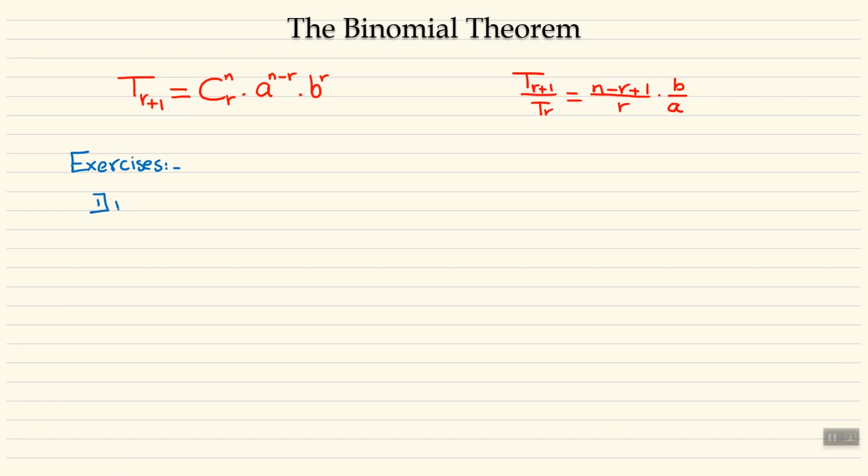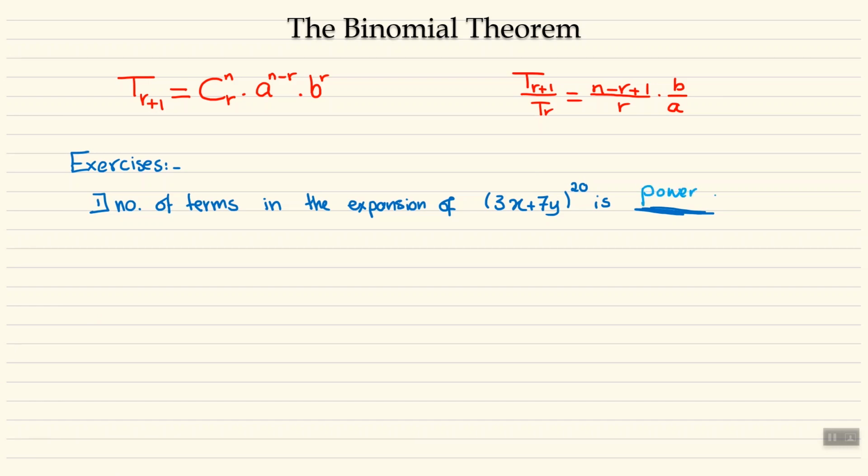Number 1. Let's say that they want the number of terms in the expansion of (3x plus 7y) to the power of 20 is dash. So the question is, how many terms do we have in (3x plus 7y) to the power of 20? And the answer is quite easy. To answer this one, always remember that the number of terms is the power plus 1. So the power here is 20. So it's 20 plus 1, and the answer is 21. So that's the answer.